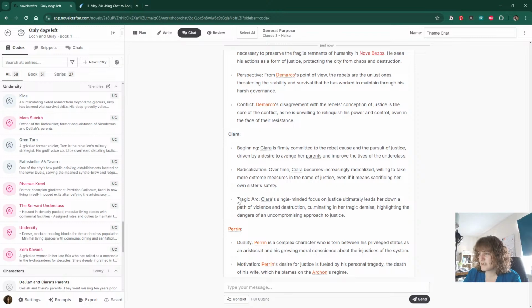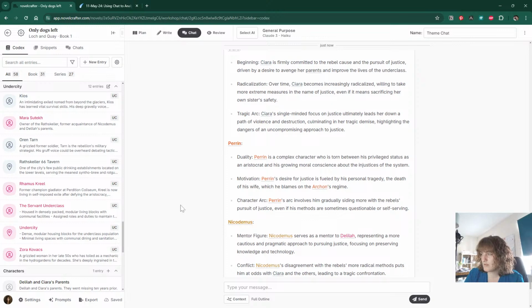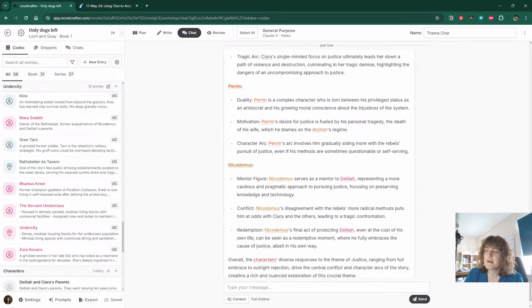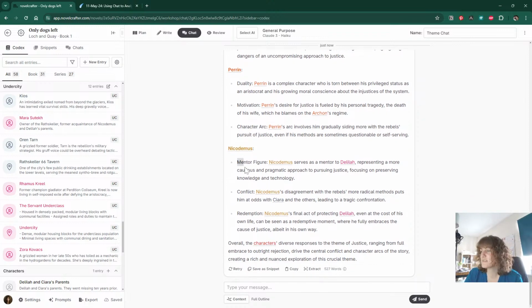Ciara highlights the dangers of an uncompromising approach to justice, her tragic demise, as Claude puts it. Perrin's arc gradually involves him siding more with the rebels' pursuit of justice, even if his methods are sometimes questionable or self-serving. By the end, Perrin also sacrifices his want for revenge against the Archon in order to save Delilah from Ciara. Mentor figure. Okay, so it recognized Nicodemus as a mentor.